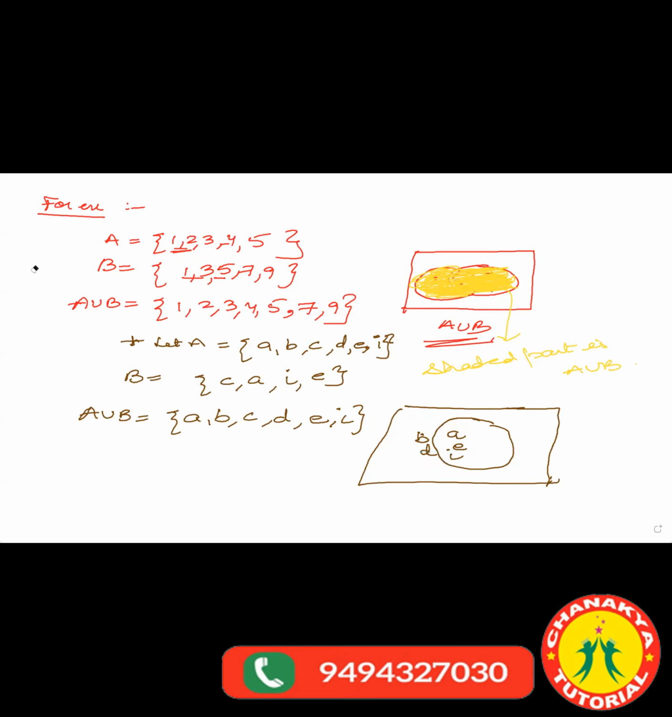So C I will write here. So C also, right? So your set will be like this. Clear? Now A union B will be this whole set. This is A union B, right? All the elements of A and B form a union. Clear this thing, children? Understood?